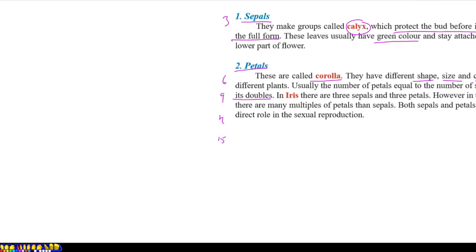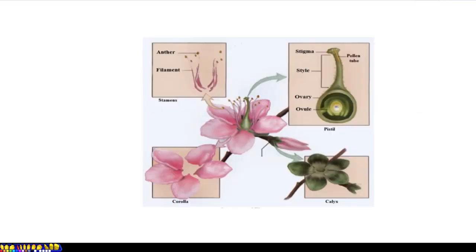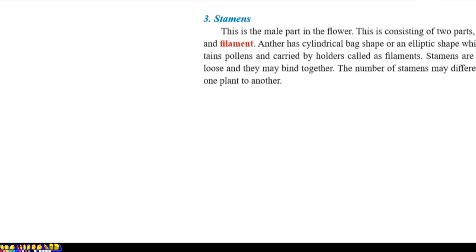However, in rose there are many more petals than sepals. But both the petals and sepals have no direct role in sexual reproduction, although they assist the male and female parts of the flower in reproduction. These two main parts of the flower, the corolla and calyx, have no direct role, but the female part, the pistil, and the male part, the stamen, are the main parts of reproduction in the flower.